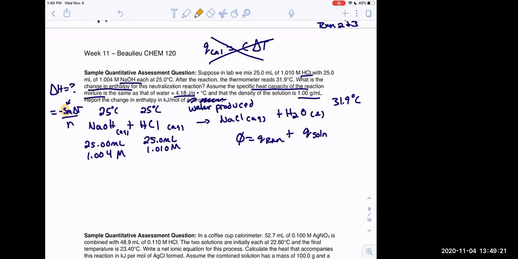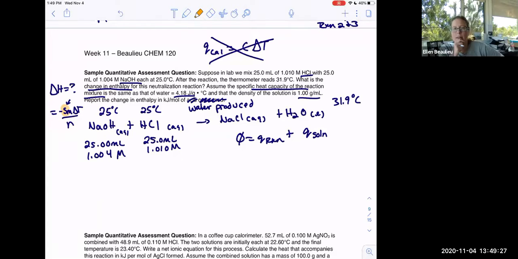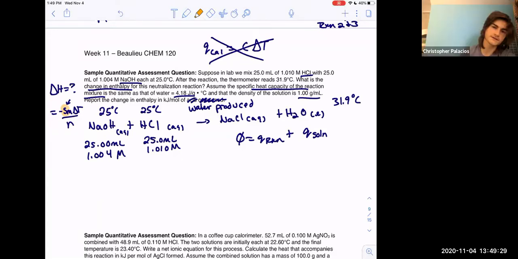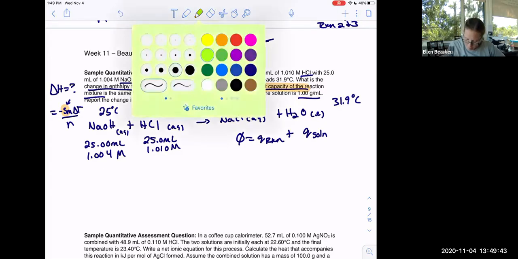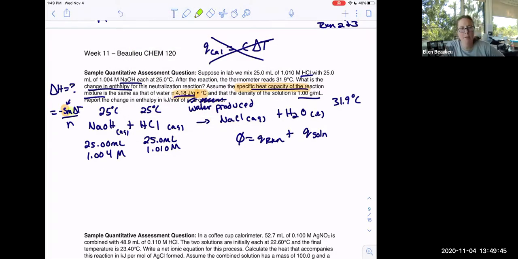Solution. What about the solution? It also starts with an S. Specific heat of the solution. Specific heat capacity. So here's my orange number. I know the heat capacity of the solution. Okay, what is M? And put it in green. What does M stand for?